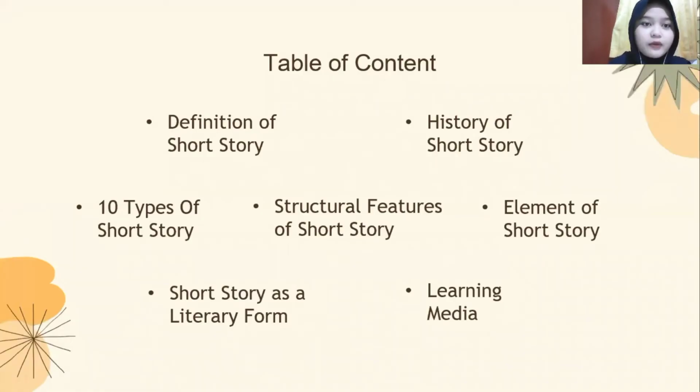Here is the table of content for today's presentation that I will explain later. The first one is definition of short story. The second one is history of short story. The third one is 10 types of short stories. The fourth one is structural features of short story. The fifth one is element of short story. The sixth one is short story as a literary form. And the last one is learning media.